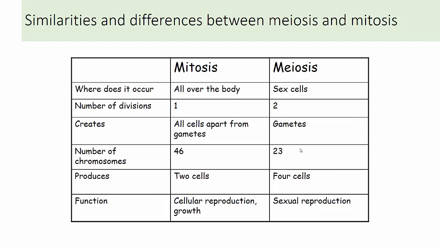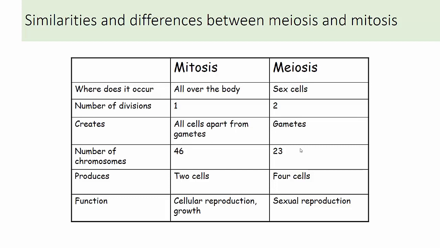It occurs all over the body. So body cells is where mitosis occurs. It only divides once. It creates all cells apart from gametes. Those cells have 46 chromosomes in their nucleus. Mitosis is one cell separating into two cells, and the function of it is for cellular reproduction and growth.